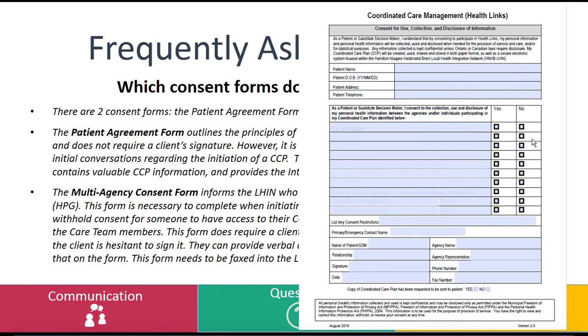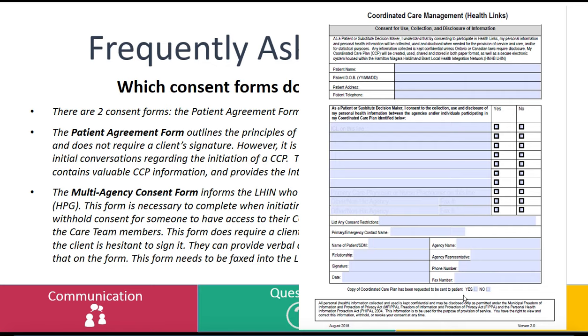Lastly, at the very bottom of the page, you will notice the information of the emergency contact person, the name of the client or SDM, the relationship of the SDM to the client, the agency that you work for, your name, phone, and fax number. At the bottom of the page, again, is a yes or no box to indicate whether or not the client would like a copy of their coordinated care plan.